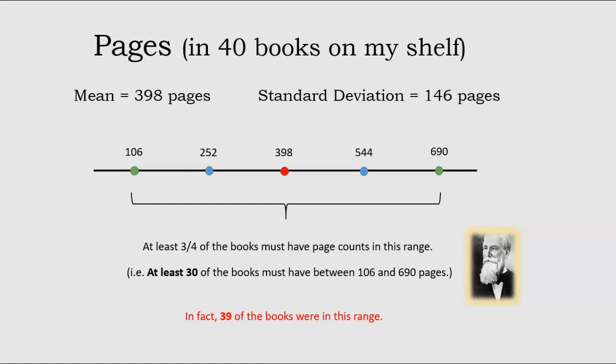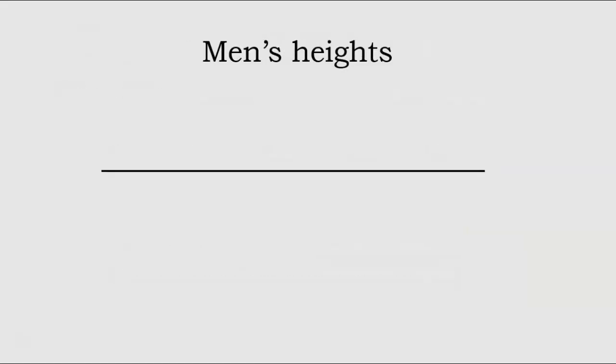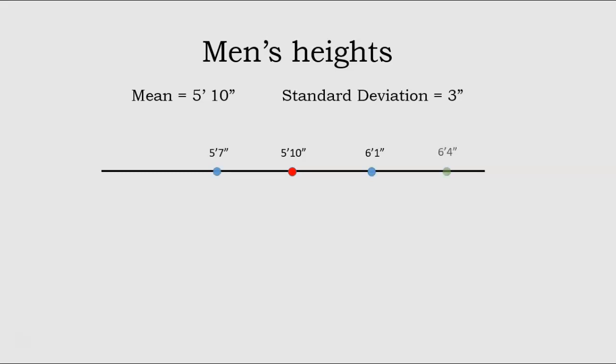Well, let's consider one more example, which we have seen before. Men's heights in the USA. As we've discussed earlier, the mean height is 5'10". The standard deviation is about 3 inches. Measuring off a couple of standard deviations on each side, we get the following picture. What does Chebyshev have to say about this?